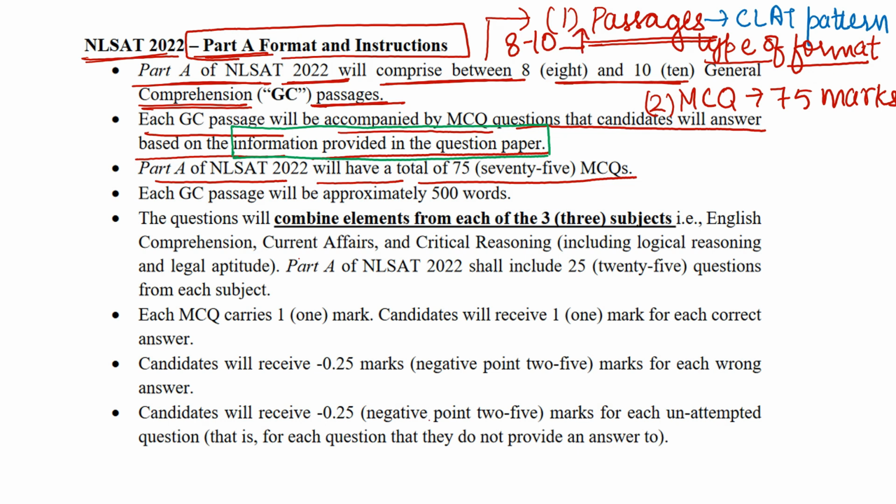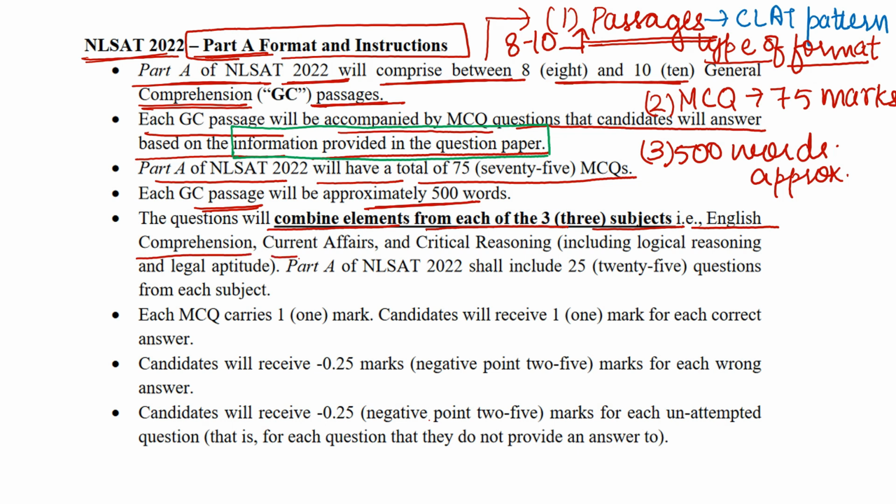8 to 10 passages. GC passage will be approximately of 500 words. 500 words का हमारा passage होगा approximately. The questions will combine elements from each of the 3 subjects, that is English, comprehension, current affairs and critical reasoning including logical reasoning and legal aptitude.